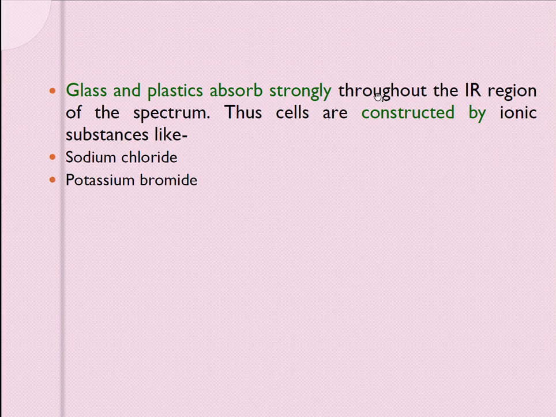Glass and plastic absorb strongly throughout the IR region of the spectrum. The cells are constructed from ionic substances like sodium bromide and potassium bromide.